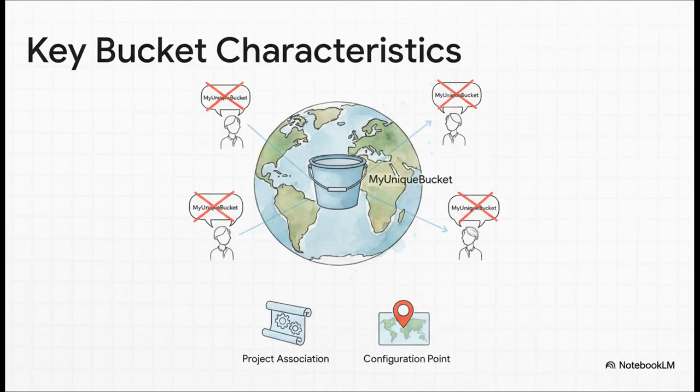Now, of all these characteristics, the one you absolutely have to understand is the global namespace. This is a huge deal. It means that if you create a bucket and call it Michael Bucket, that name is now taken across the entire Google Cloud platform for everyone. Nobody else on the planet can use it. So as you can probably guess, your naming strategy is pretty critical.